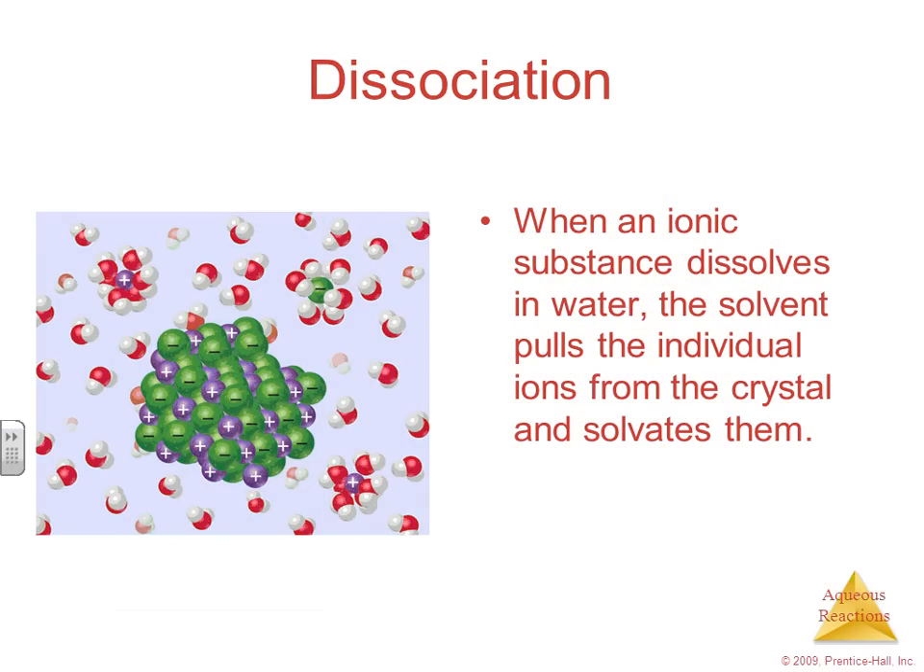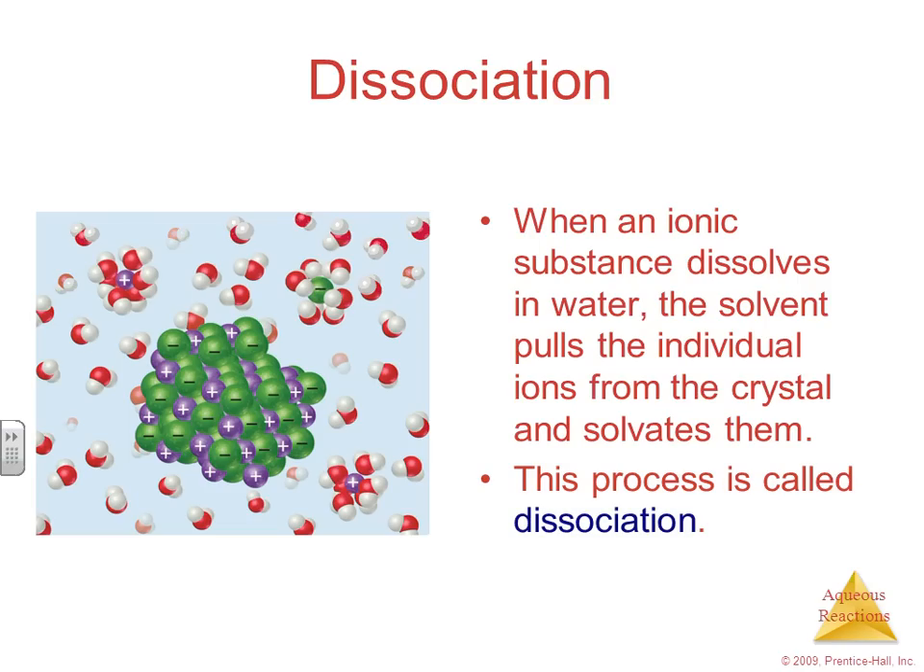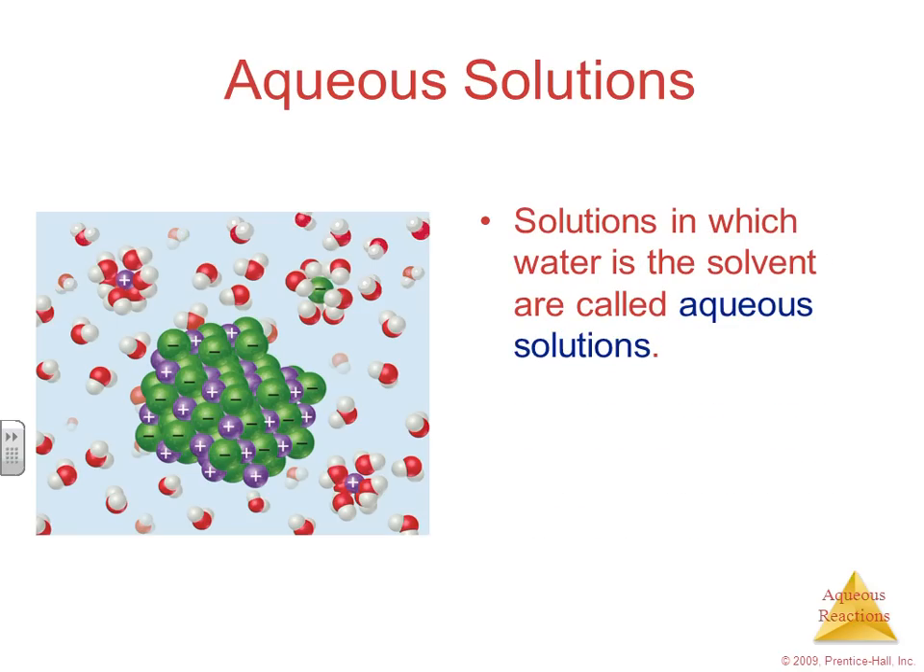Now, dissociation is a term that is related to this. When an ionic substance dissolves in water, the solvent pulls the individual ions from the crystal and solvates them. They used to be associated, and now those ions are dissociated and go off into solution. So this process is what's known as dissociation. Now, solutions in which water is the solvent are called aqueous solutions. And most of the time, the solutions we're looking at are going to be water solutions. So most of the time, we're looking at dissociations of solutes into water as a solvent.